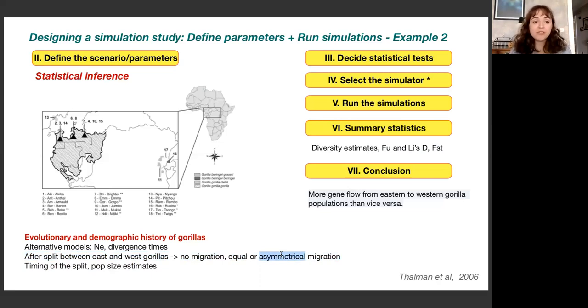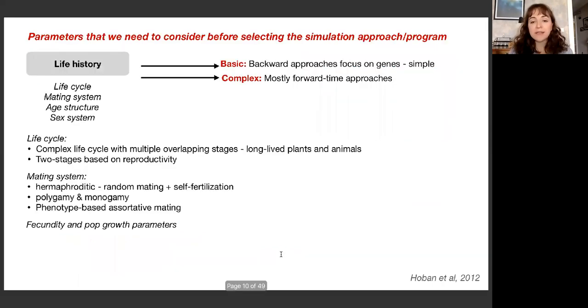So simulations are good in both cases, in studying evolutionary dynamics and in studying conservation or epidemiology. You generate an in silico data set, then study the forces that are shaping this genetic variation.